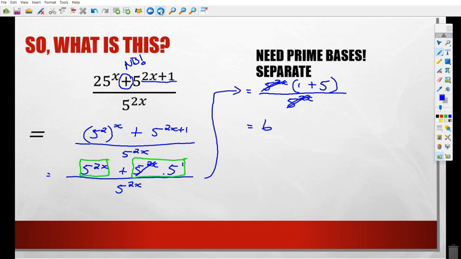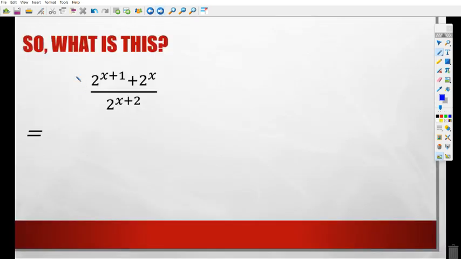Right, next example here. So what is this? First thing I always check before I even start, I need to check something first. I need to check for prime bases. Are all my bases prime numbers? There's a 2, there's a 2, there's a 2. Are all those 2 prime bases? Yes, they are.